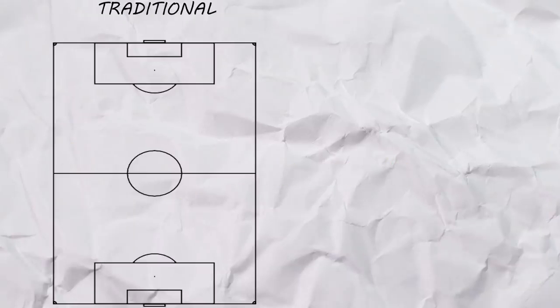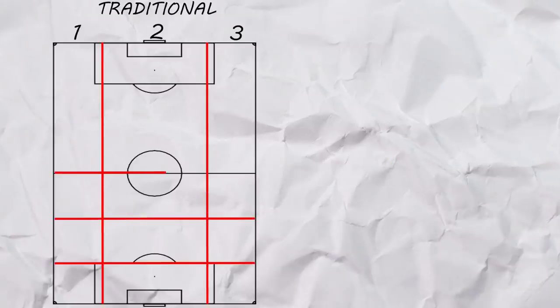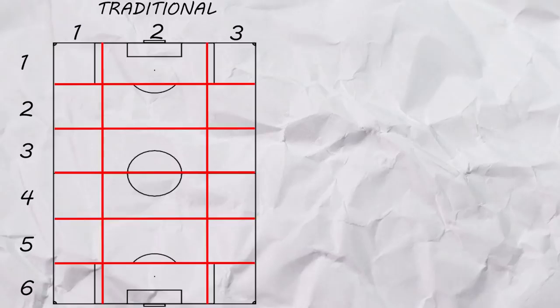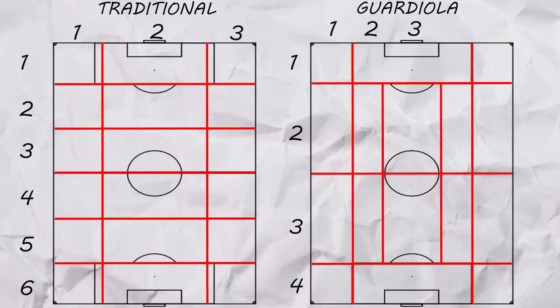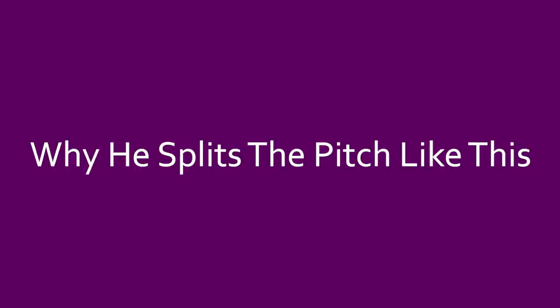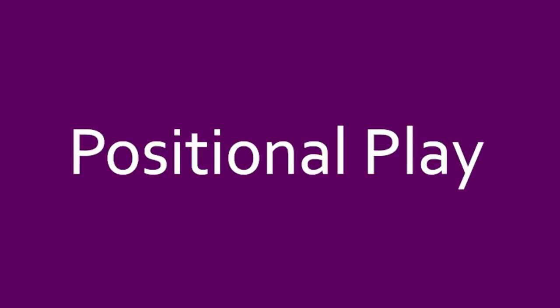Traditionally, the pitch is split into 3 vertical zones and 6 horizontal ones in roughly equal segments. However, Pep instead opts for a more unorthodox model, 4 horizontal zones by 5 vertical, but there are more subdivisions within each area. Before we look at the use of each zone, let's examine why he does this. The answer is positional play.